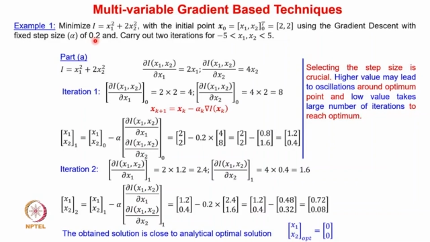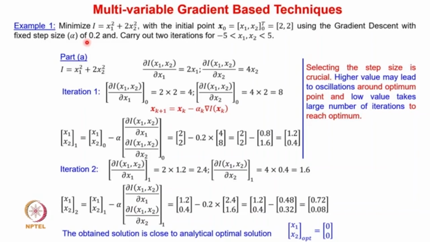If I select a higher value of a step size, in that case I will have oscillations even if I reach the global optimum. And if I use a very small value of step size, in that case I am going to take a large number of iterations to reach the global optimum. So clearly, selecting the step size judiciously is very important.